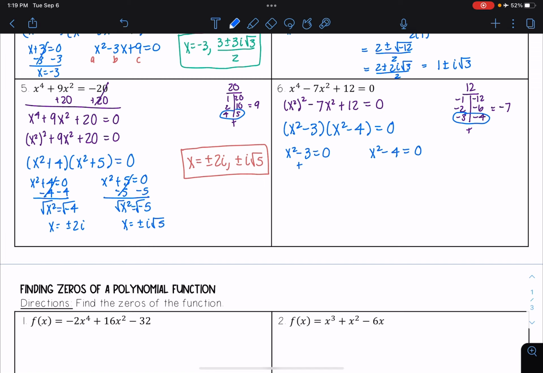Solving this first one, I'm going to add 3 to both sides. And then taking the square root, I get that x is equal to plus or minus the square root of 3. Then I'm going to add 4 to both sides. And taking the square root here, I get that x is equal to plus or minus 2. So my answers here are going to be x is equal to plus or minus the square root of 3, plus or minus 2.